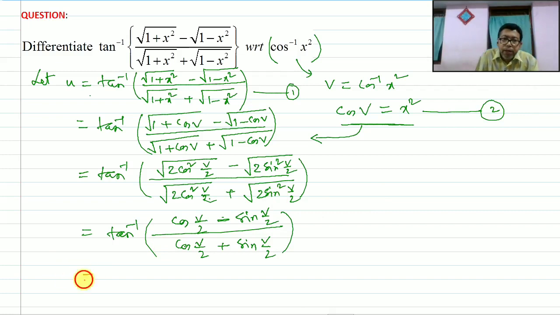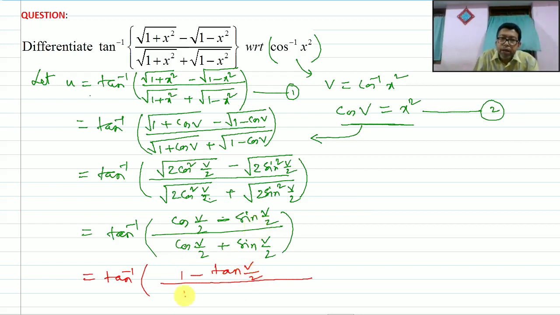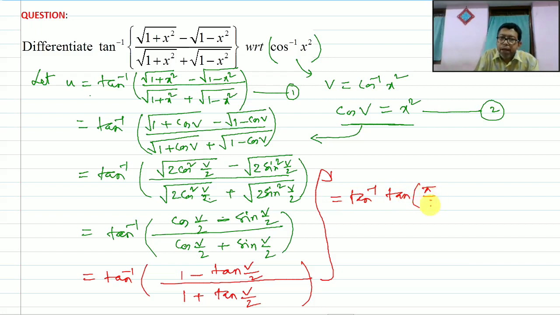Now from this step there is an interesting case I shall use here. You just divide this numerator and denominator by cos of v by 2, so that you are getting 1 minus tan of v by 2. You know, sin theta by cos theta is equal to tan theta. So this is 1 minus tan of v by 2 divided by 1 plus tan of v by 2. Now this is ordinary trigonometry. From this one, can you write tan inverse of tan of pi by 4 minus v by 2? Can you write this one?